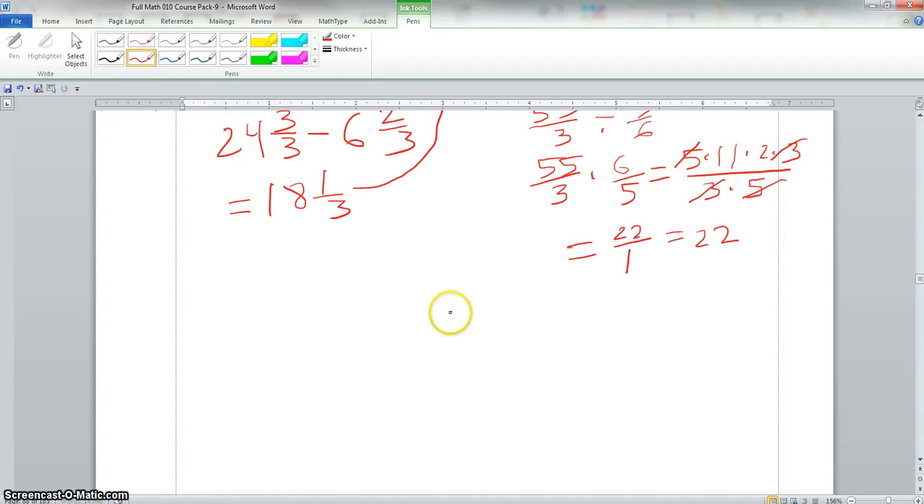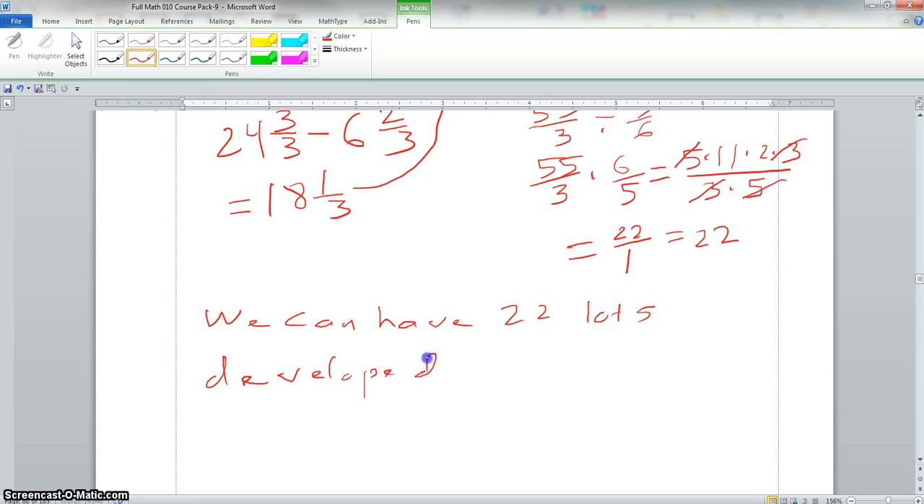But we could say here, we can have 22 lots developed. That will be the final answer.